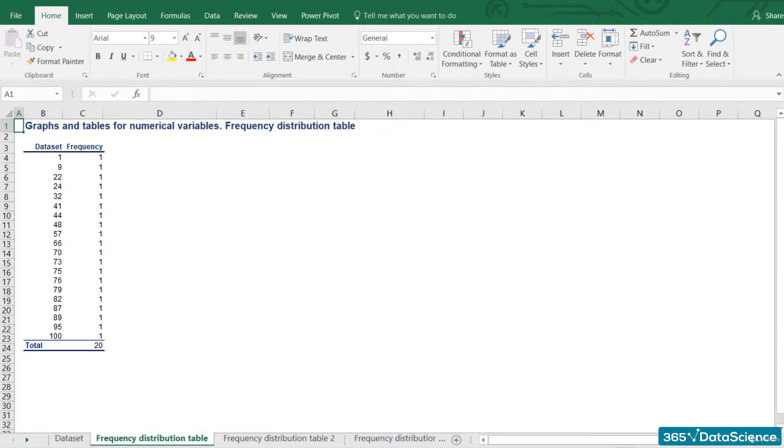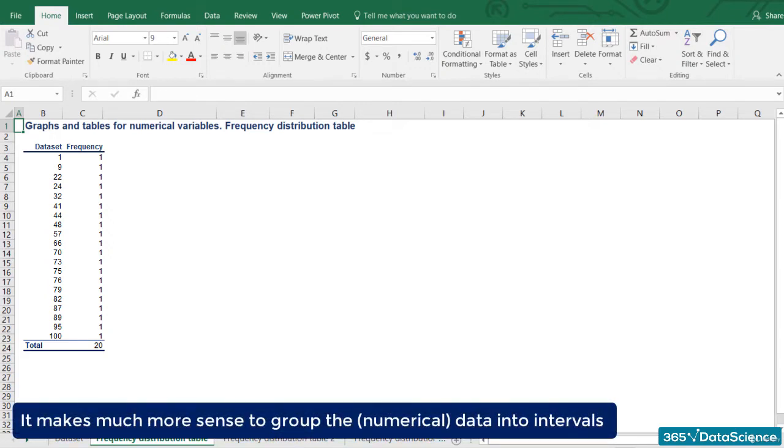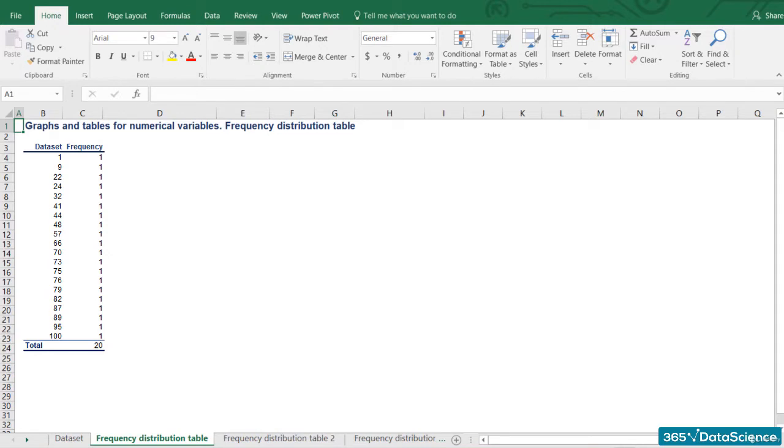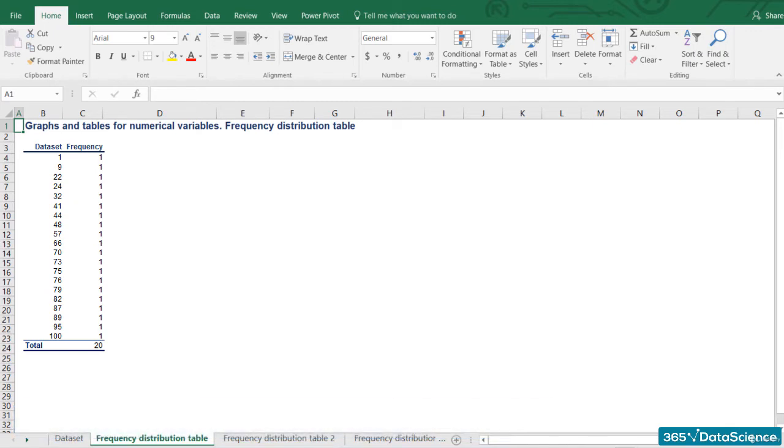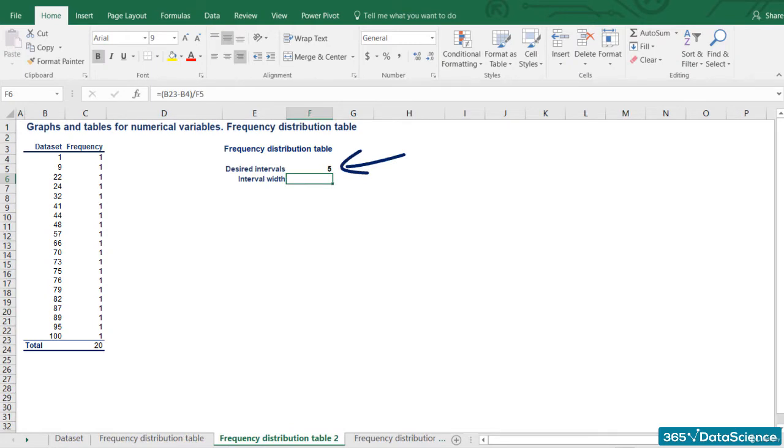Well, when we deal with numerical variables, it makes much more sense to group the data into intervals and then find the corresponding frequencies. In this way, we make a summary of the data that allows for a meaningful visual representation. How do we choose these intervals? Generally, statisticians prefer working with groups of data that contain 5 to 20 intervals. This way, the summary can be useful. However, this varies from case to case, and the correct choice of intervals largely depends on the amount of data we are working with. In our example, we will divide the data into 5 intervals of equal length.